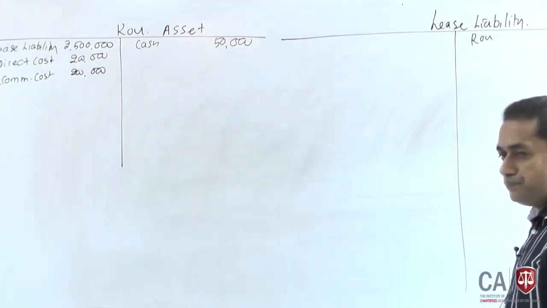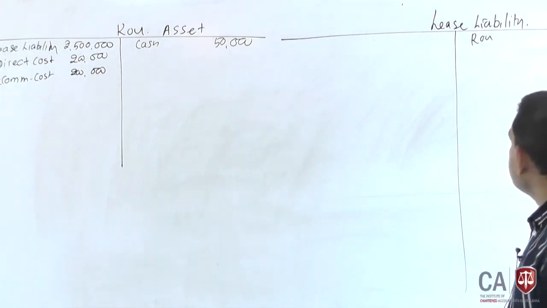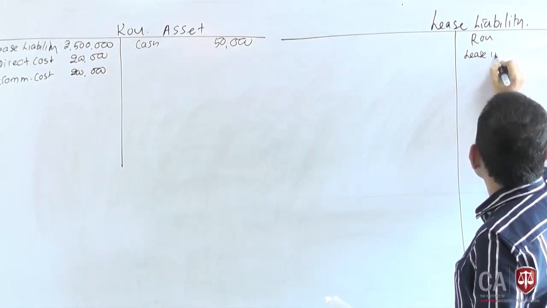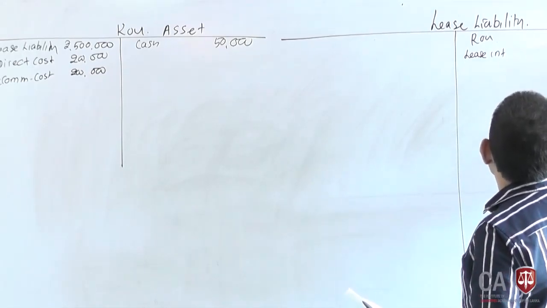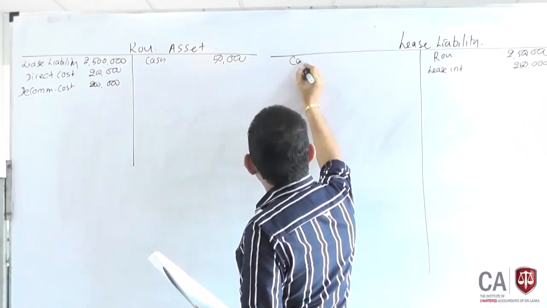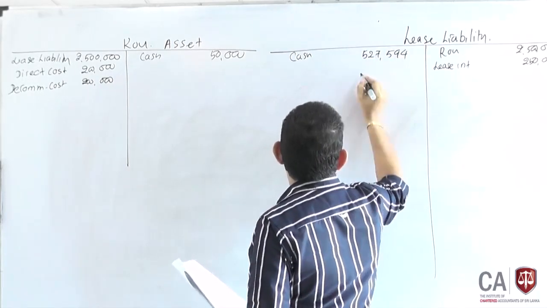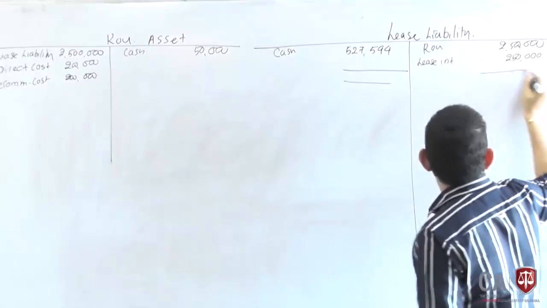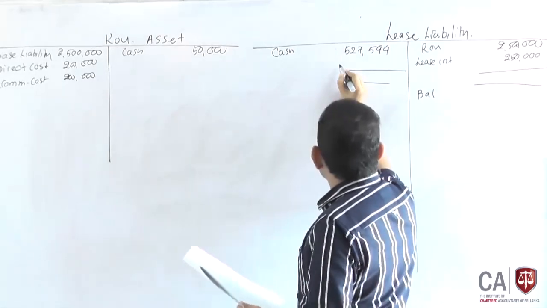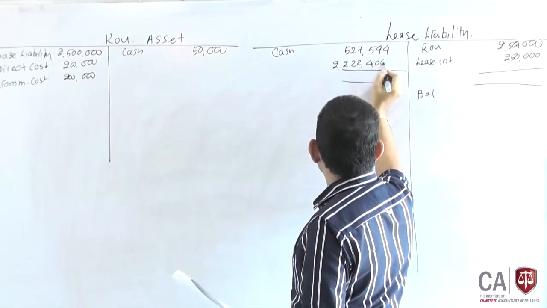Now, let us see how you maintain this lease liability account over the rest of the lease term. Here you recognize lease interest 250,000, that is at 10% on 2.5 million, and then you make the first installment 527,594. Let me forget about the decimals for the convenience. Balance becomes 2,222,406.